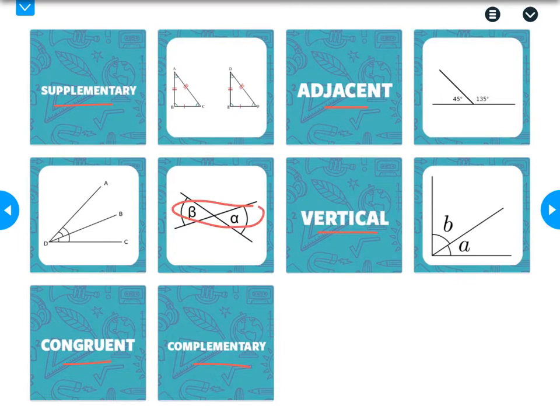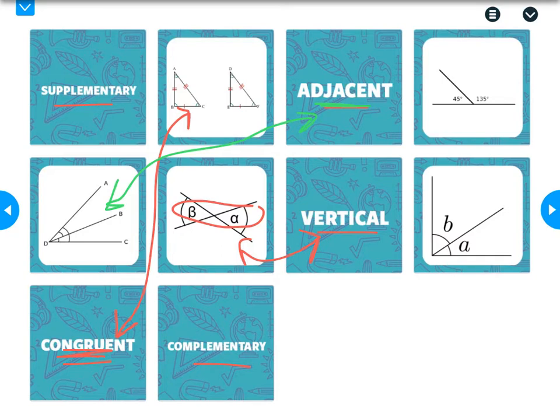For example, here's vertical angles, so these two would match. Congruent, looking down here, congruent means the same size and the same shape. So I think this one and this one would be a match for congruent. And then adjacent would be angles that are next to each other. And I'm kind of thinking this here is showing adjacent.